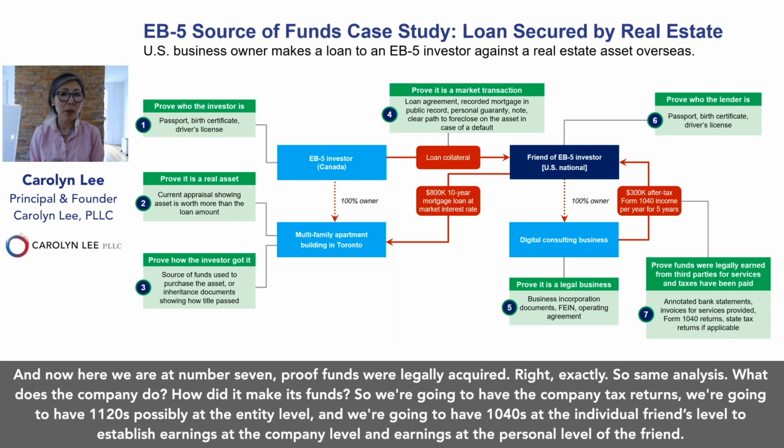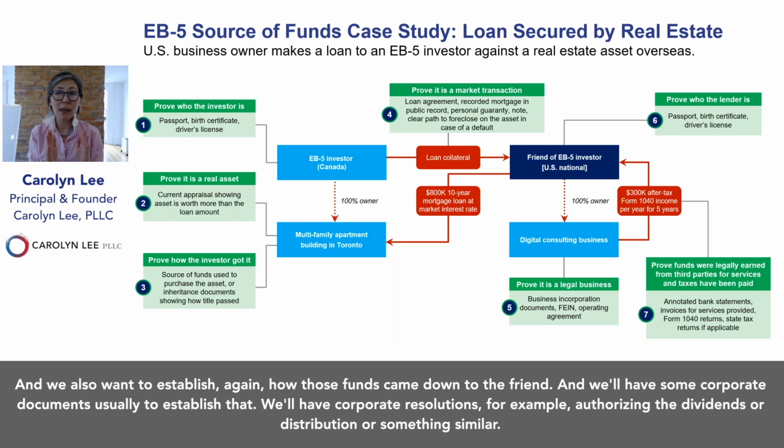What does the company do? How did it make its funds? So we're going to have the company tax returns, right? We're going to have, you know, 1120s possibly at the entity level, and we're going to have 1040s at the individual friend's level to establish earnings at the company level and earnings at the personal level of the friend.